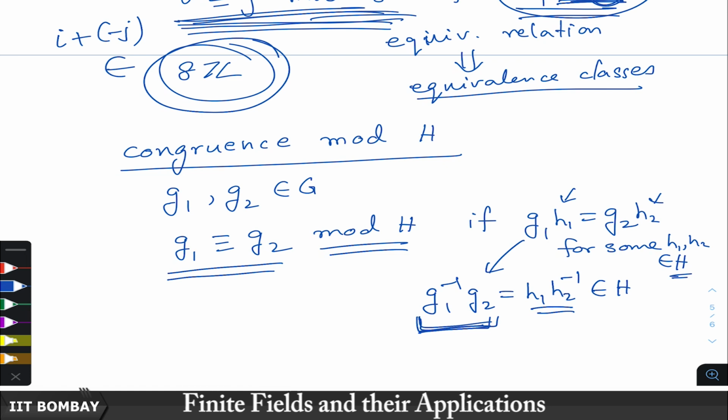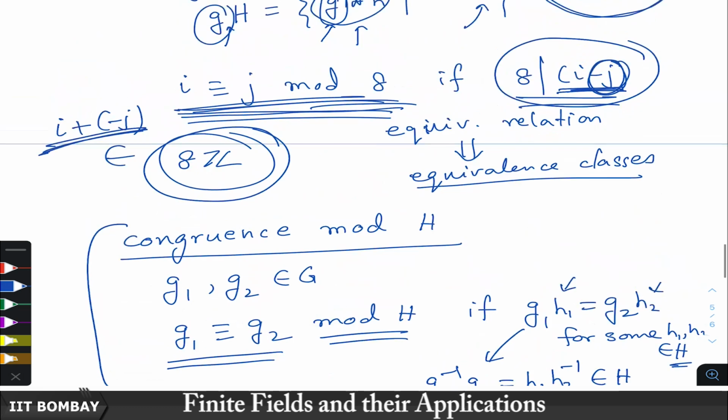Okay. And same way, this also means that you can take the inverse of this, because H is a subgroup, its inverse will also be in H. So, which will be g2 inverse g1 is in H. So, it is the same thing. So, i minus j or j minus i, both of them will be in 8Z.